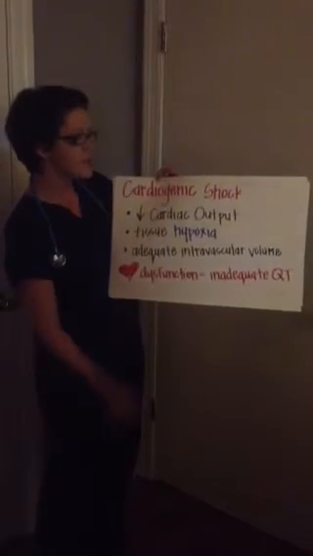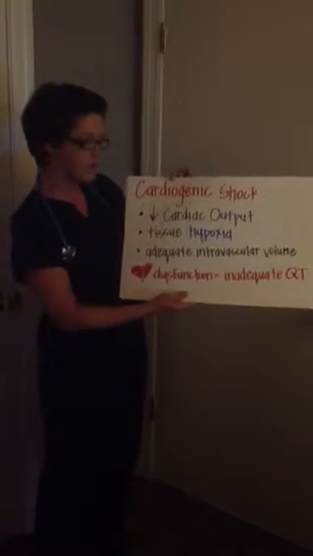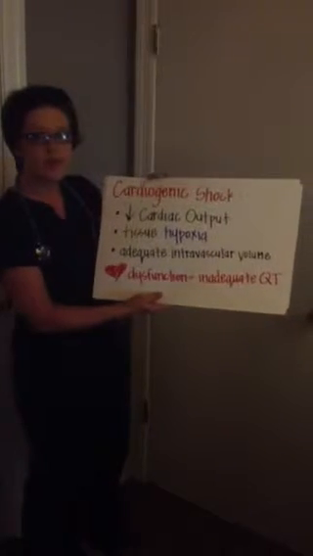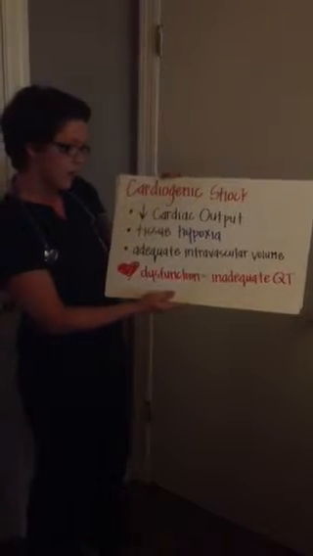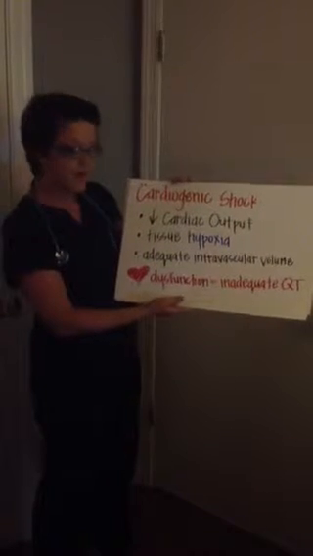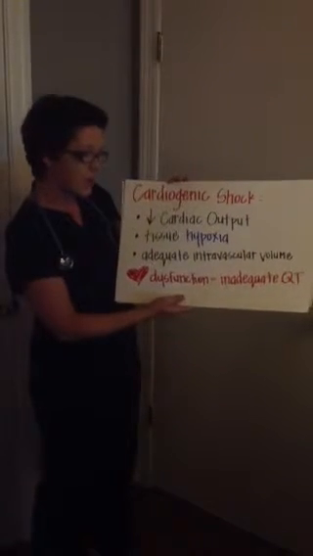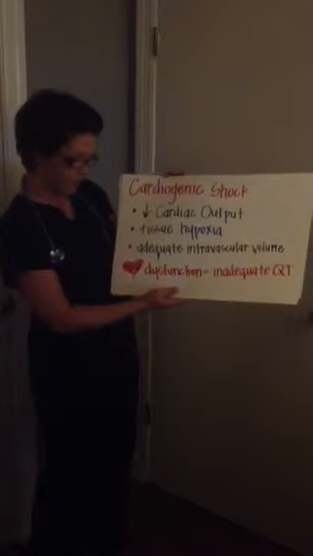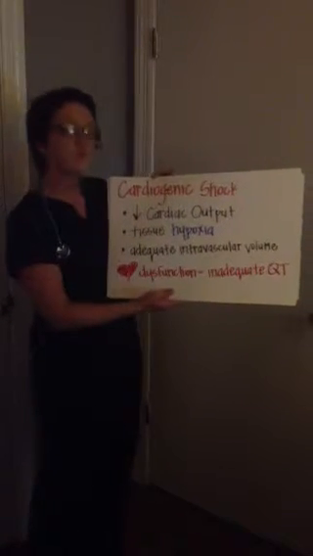The first one that we will be discussing is cardiogenic shock. With cardiogenic shock, you will see a decrease in cardiac output, increased tissue hypoxia, but you will see an adequate intravascular volume. Heart dysfunction equals inadequate cardiac output. Cardiogenic shock is also known as pump failure shock. And basically this means that some type of heart dysfunction is not allowing the heart to maintain an adequate cardiac output.